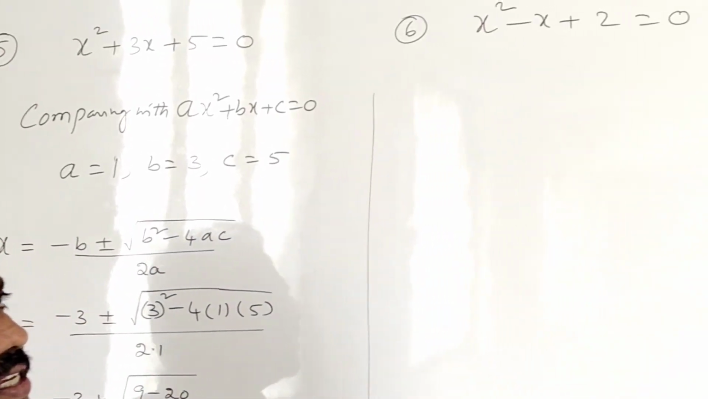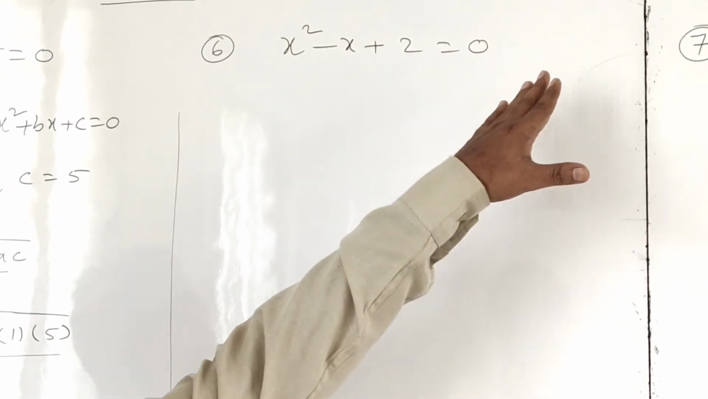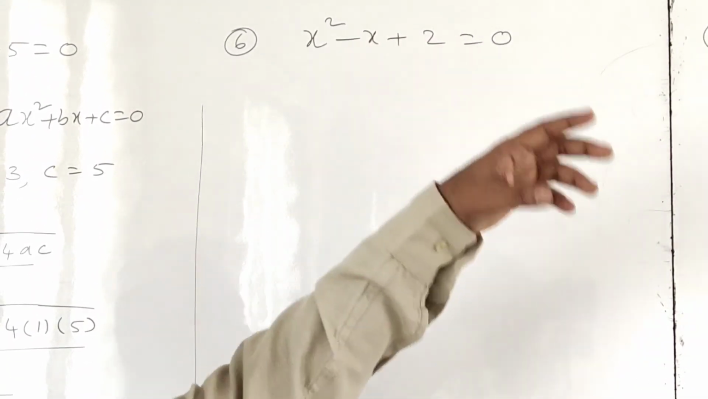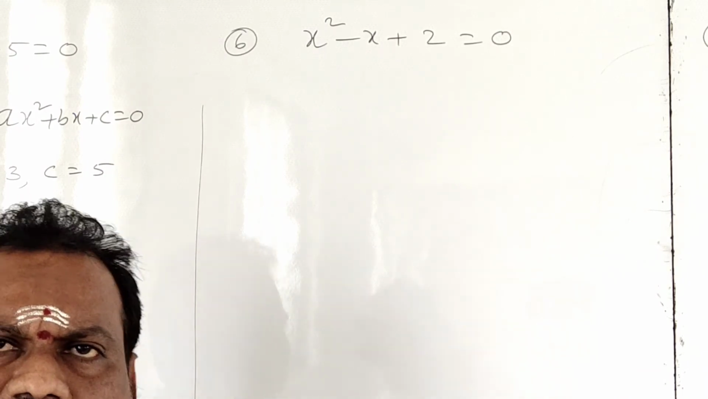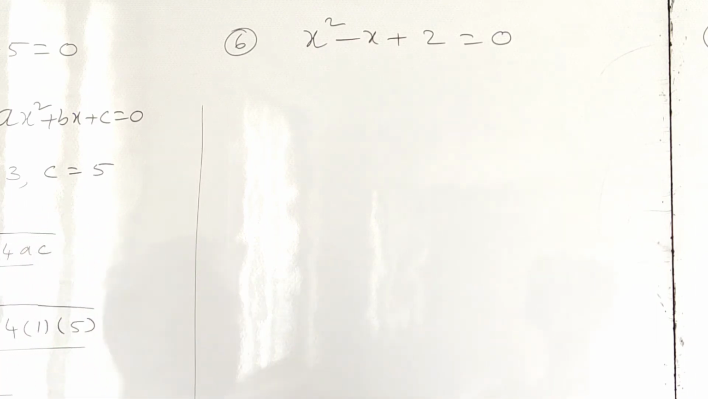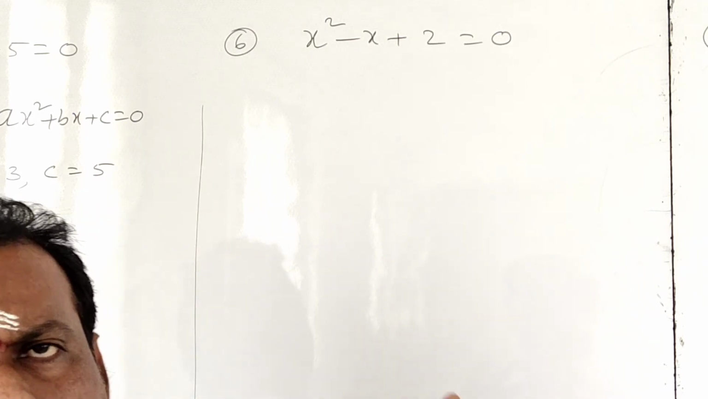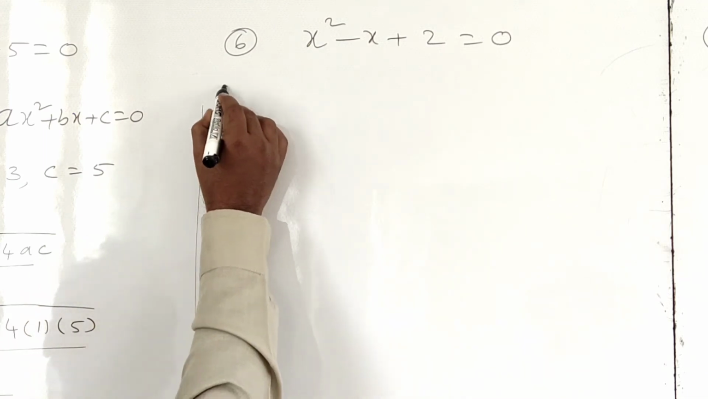The next one, the sixth problem, is x square minus x plus 2 is equal to 0. It is also a quadratic equation. Comparing with its general form, ax square plus bx plus c is equal to 0. And how to find the roots? We have a formula method: x is equal to minus b plus or minus square root of b square minus 4ac upon 2. Apply that and you will get the x values or roots.